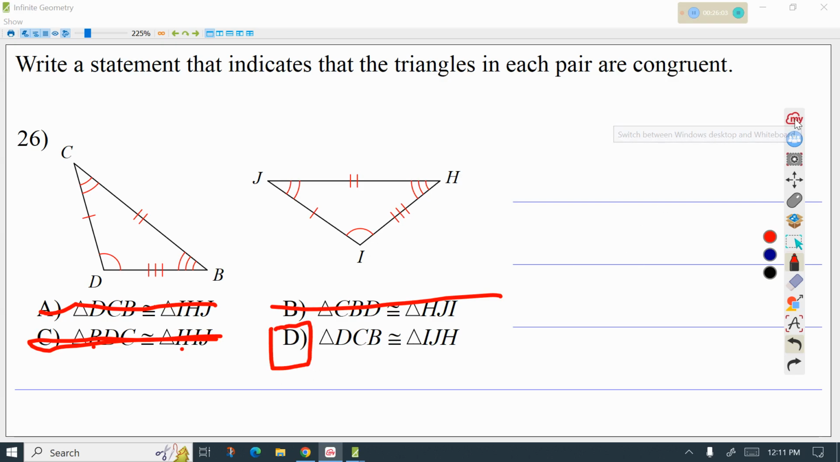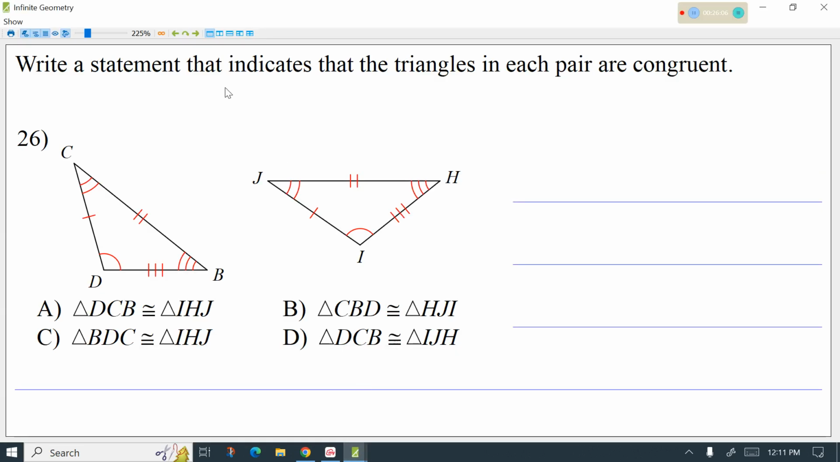So again, that was just the basics of triangle congruence. If you knew that, you'll be able to get some points for that.